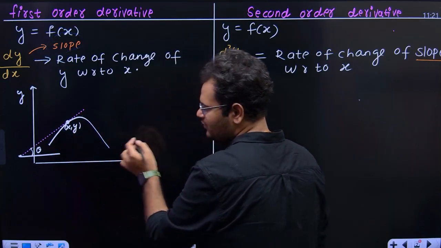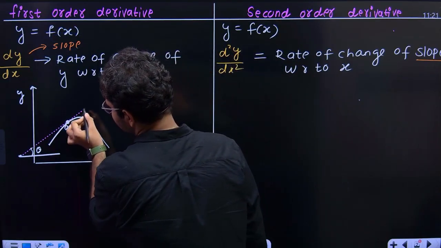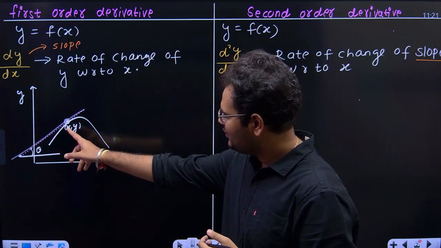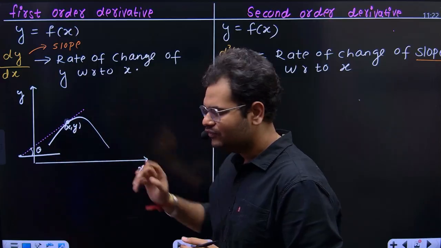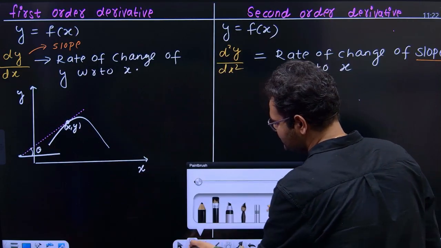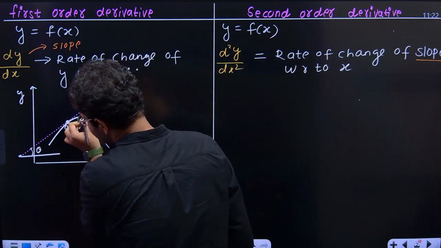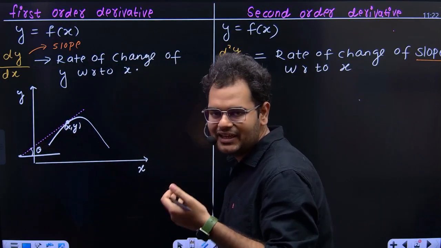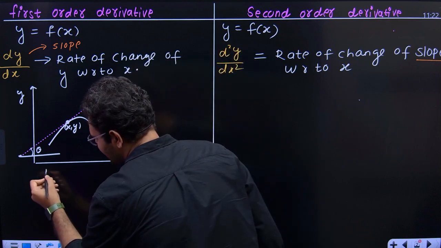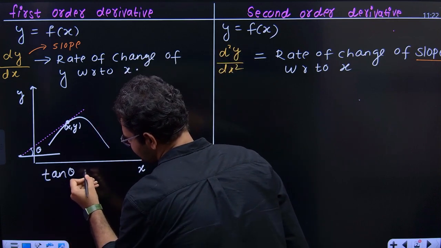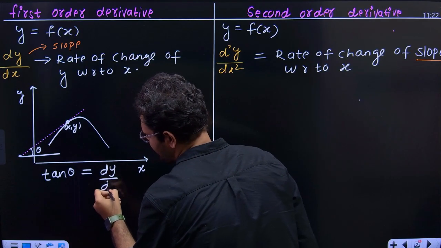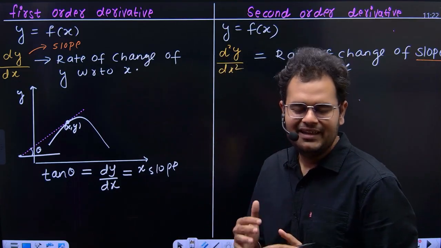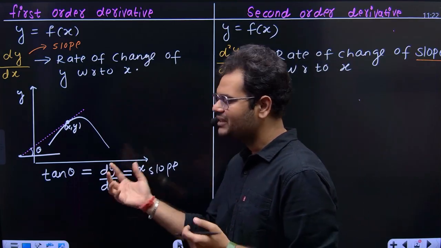So this is any curve, and if I draw a tangent to the curve at a particular point, and if I take tan of the angle, then it is nothing but slope. This is our tangent at this point, and this is theta which it is making with the x-axis. Tan theta is nothing but dy by dx, and this is also called as slope. Very basic. Rate of change of y with respect to x is nothing but dy by dx.